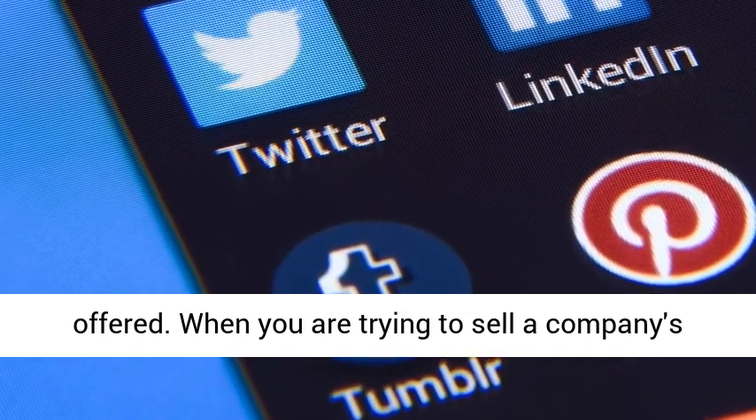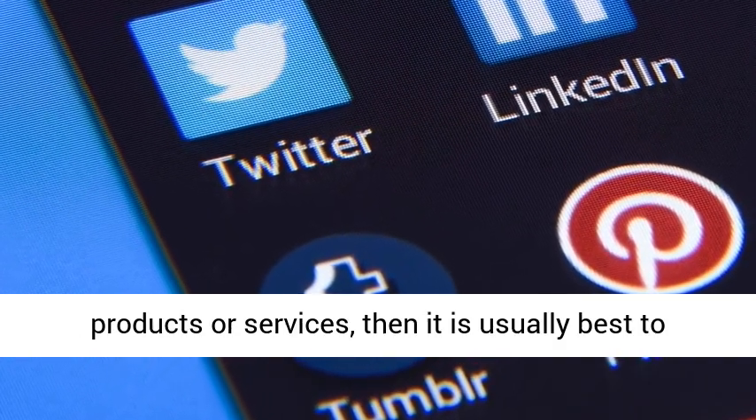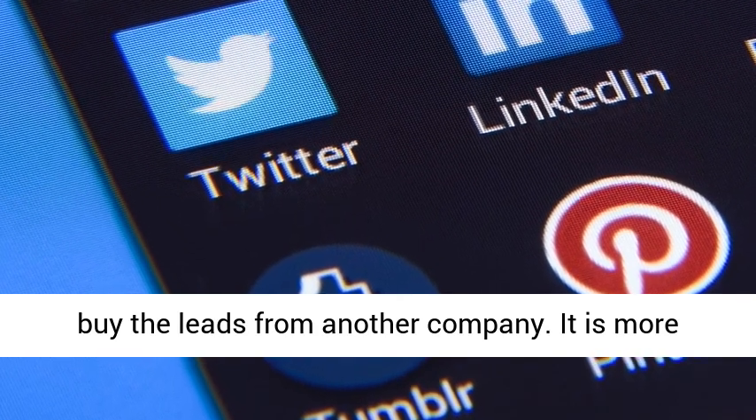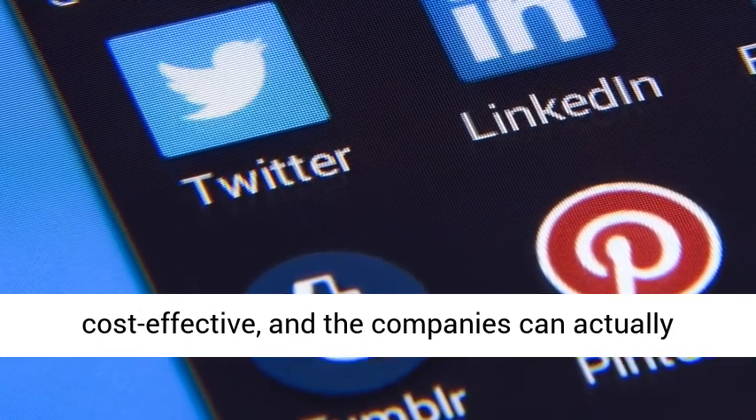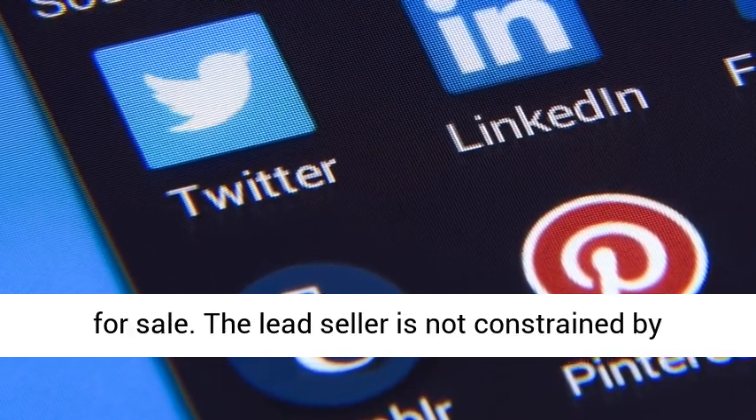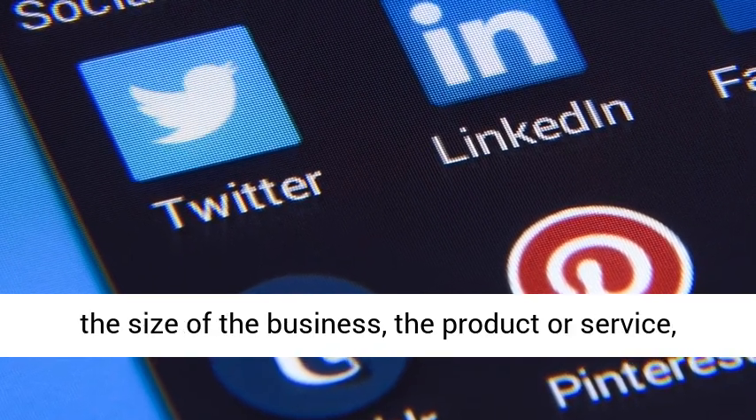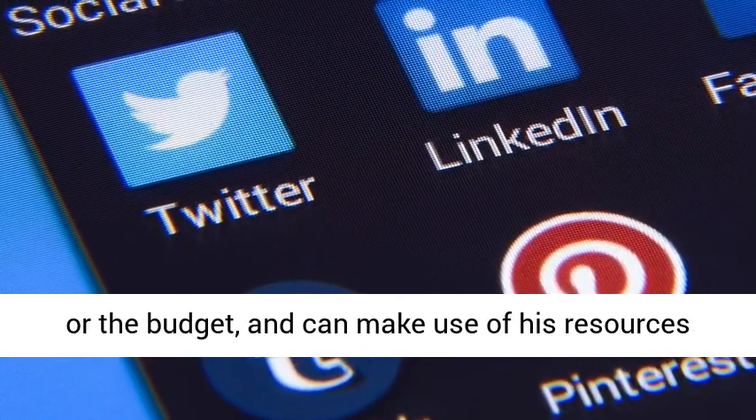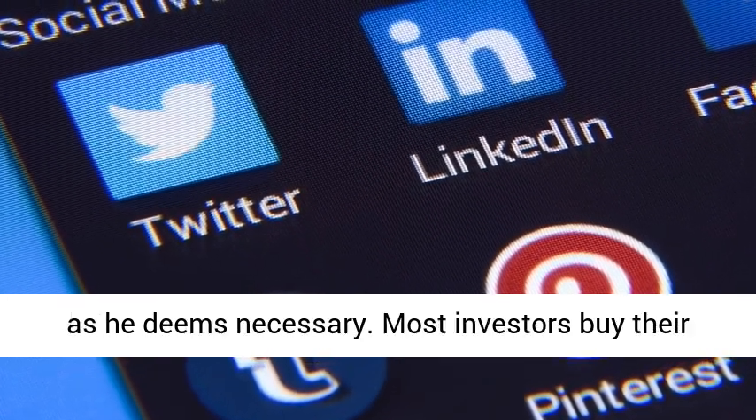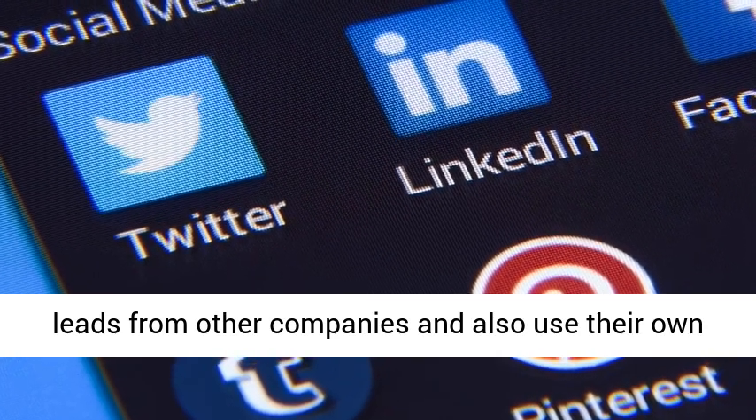In most cases, the customers that the marketers are going to contact are interested in the products and services that are offered. When you are trying to sell the company's products or services, then it is usually best to buy the leads from another company. It is more cost-effective, and the companies can actually offer the lead buyers a better selection of leads for sale. The lead seller is not constrained by the size of the business, the product or service, or the budget, and can make use of his resources as he deems necessary.